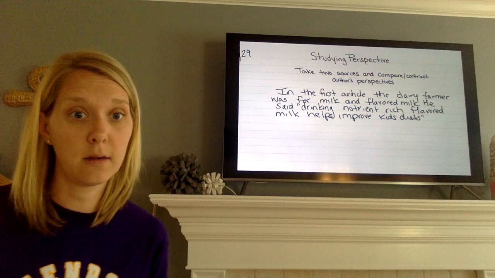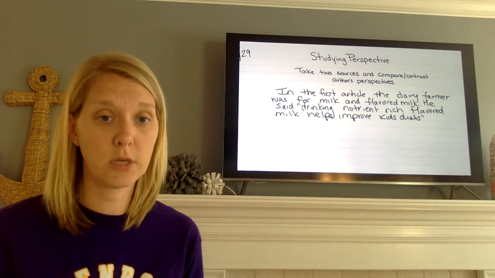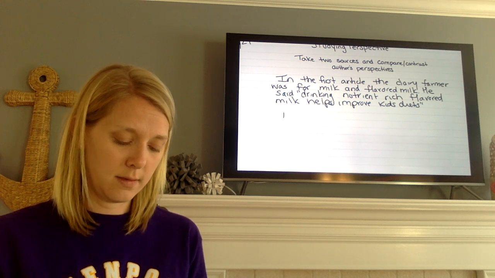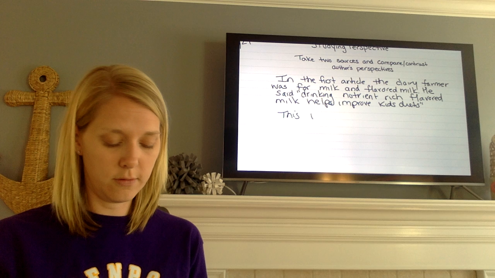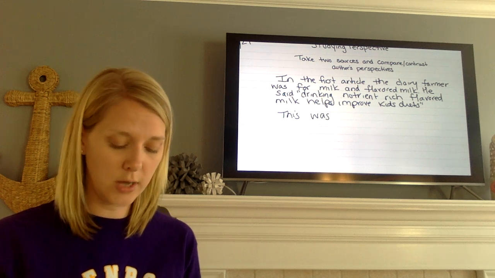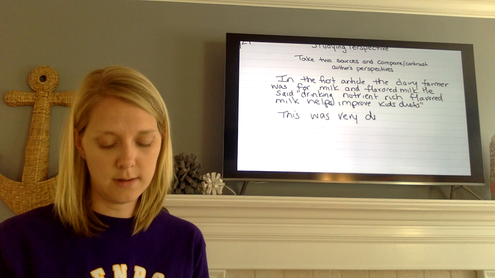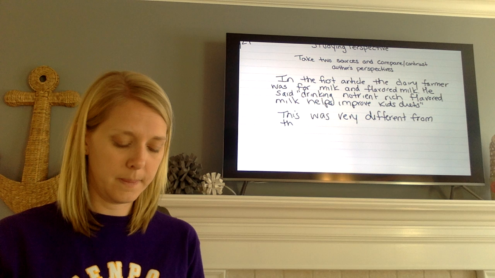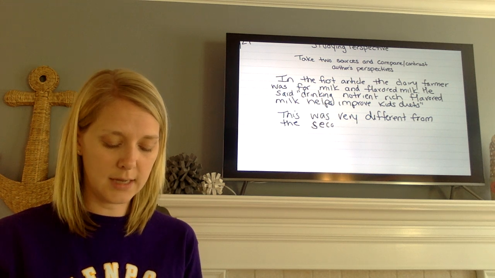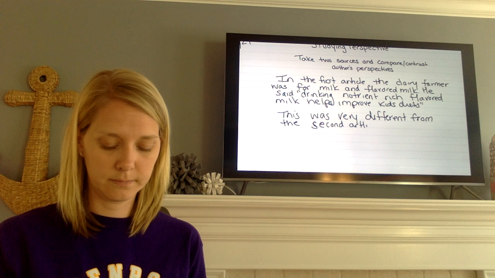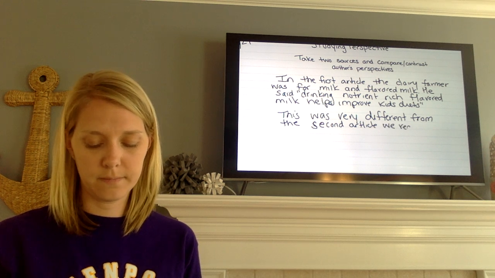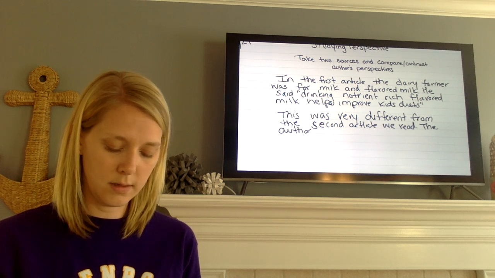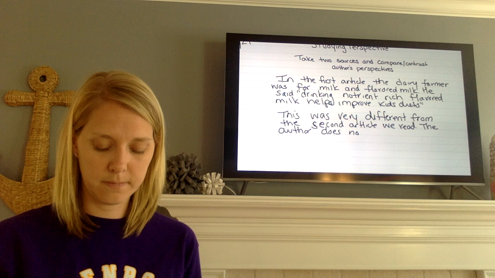Then we have to talk about the other article. I know this takes a little while, so I appreciate you hanging in there with me. We'd have to say, this is where we're going to compare and contrast. Very different from the second article we read. The author does not support flavored milk.